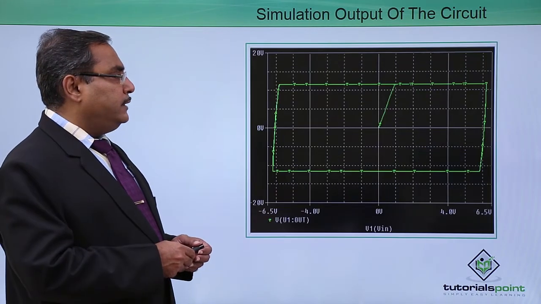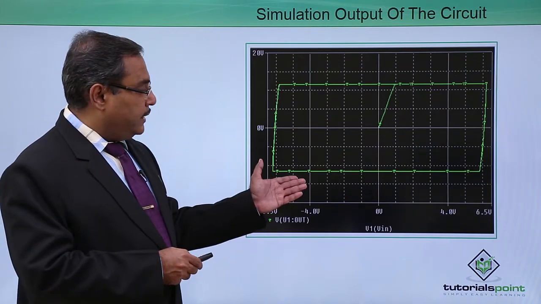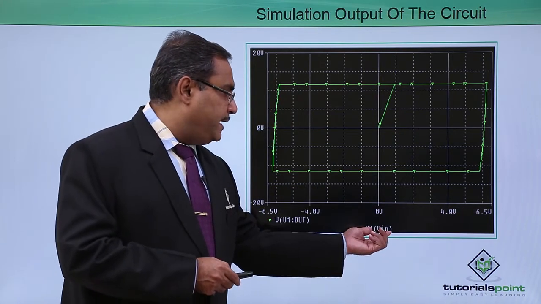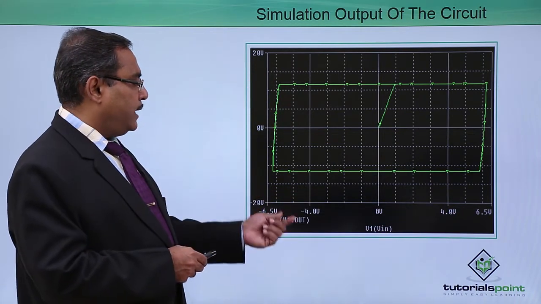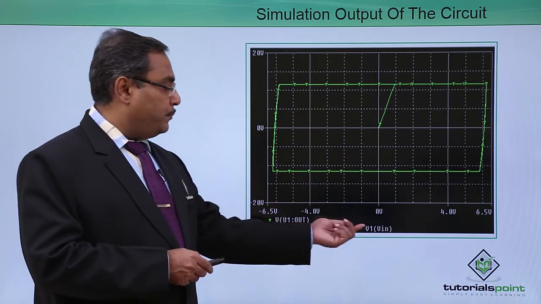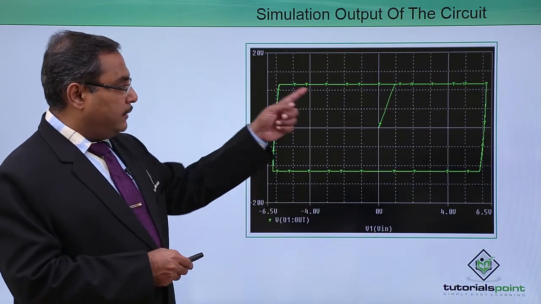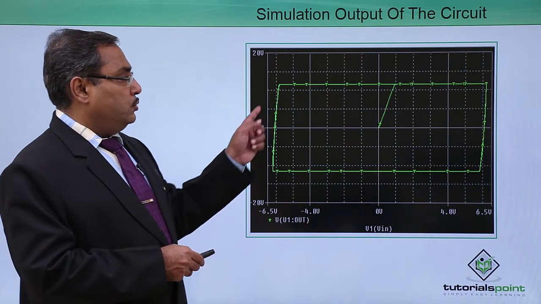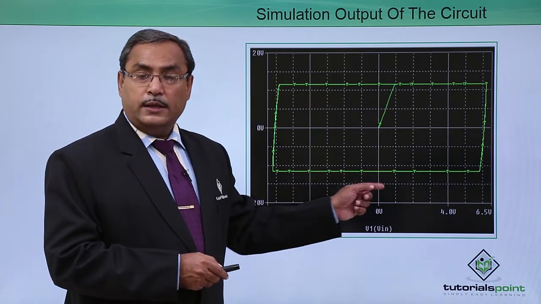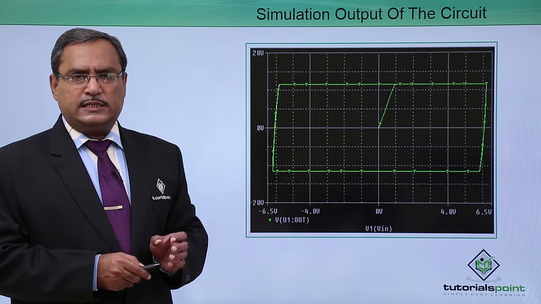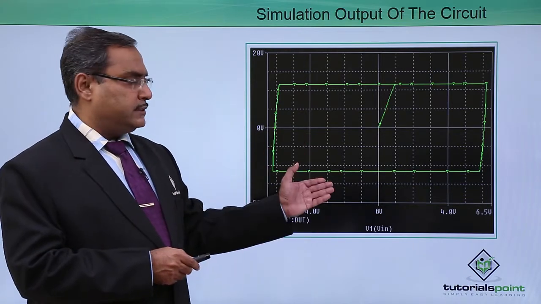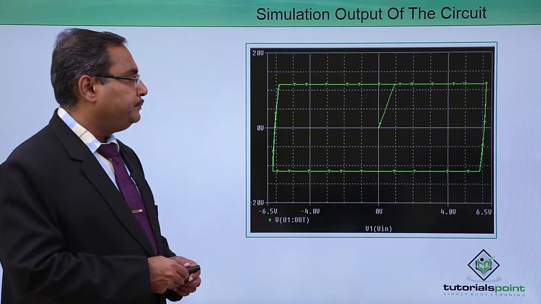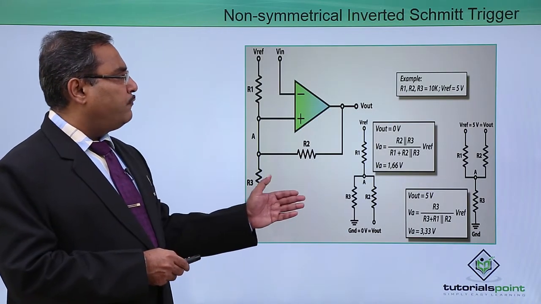Now how to get the hysteresis curve? You see, here is the hysteresis curve. Here we have plotted Vin, and here we have plotted Vout. We are plotting this Vin and Vout, and this graph has been obtained. So this is our hysteresis curve. It will be a fantastic experiment. If you do this, you'll get such a curve, a graph in front of you in the simulation.